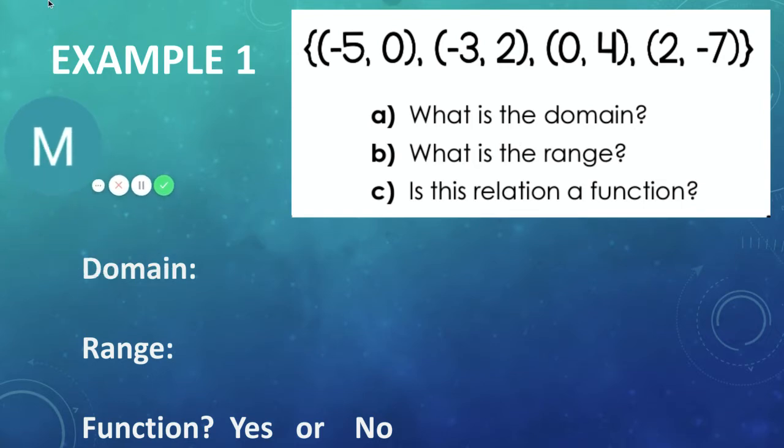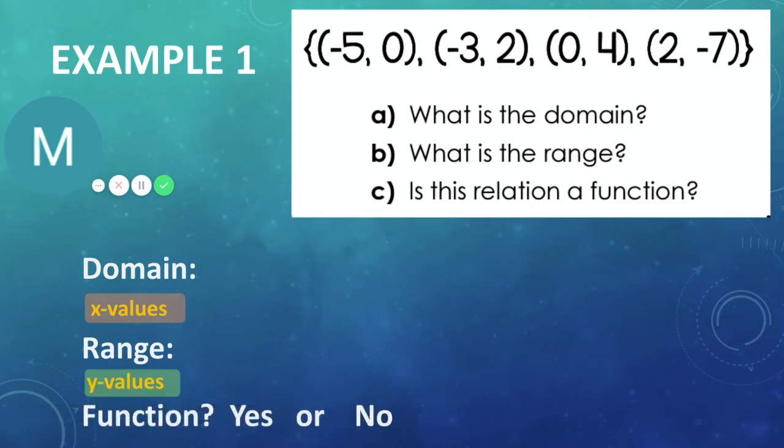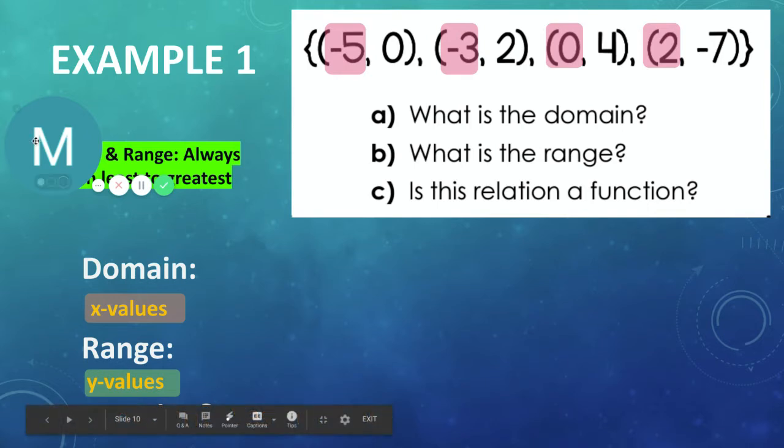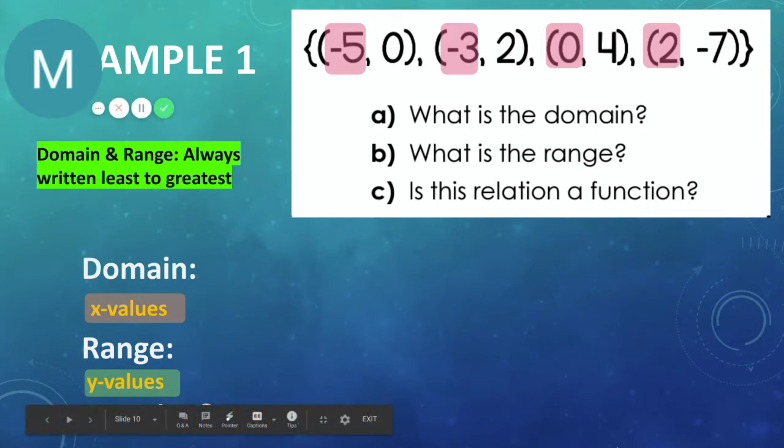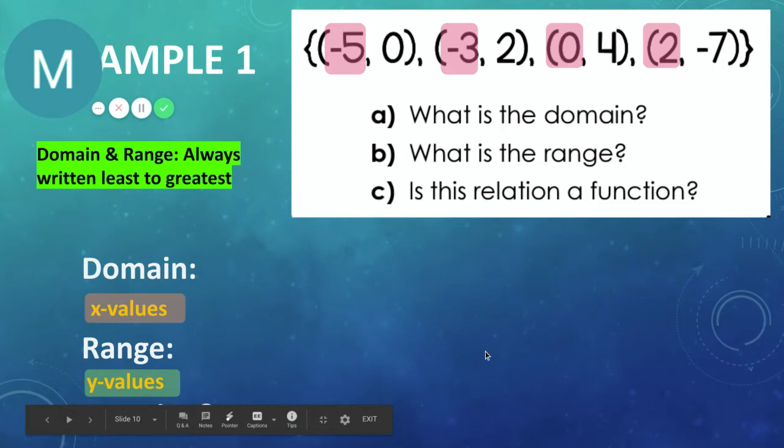Example 1. You have 4 ordered pairs showing. I need to find the domain and range. So just a reminder, domain are all the x values, range are all the y values. So first I'll start with domain. I'm going to highlight all the x values so I know which ones to write in my domain. Now domain is always written least to greatest. Since it's written least to greatest, I'm going to write it as -5, -3, 0, and 2.